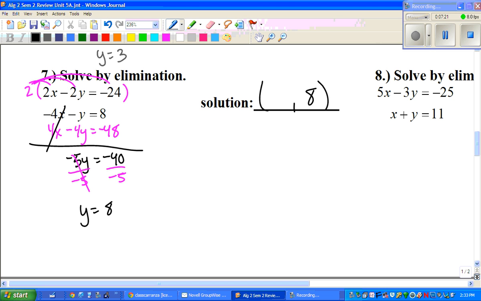Okay, and now you have to plug that into one of the original equations to figure out what x is. So go ahead and pause the video and see if you can do that by yourself.